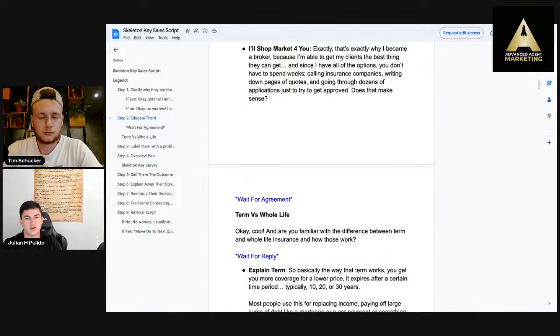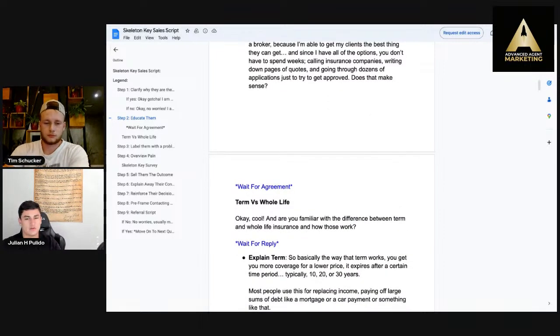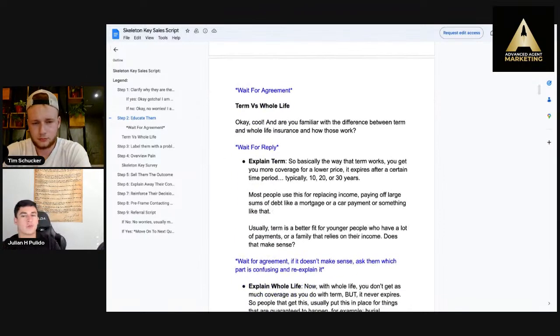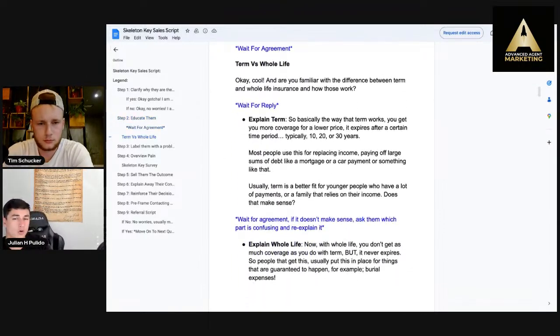Okay, cool. And just so we're on the same page, are you familiar with the difference between term and whole life insurance and how those work? No. Okay, so basically the way that term works is you get more coverage for a lower price, and it expires after a certain time period. This is typically 10, 20, 30 years. And most people use this for replacing their income, paying off large sums of debt like a mortgage or a car payment or something like that. And usually term is a better fit for younger people who have a lot of payments or a family that relies on their income. Does that make sense?